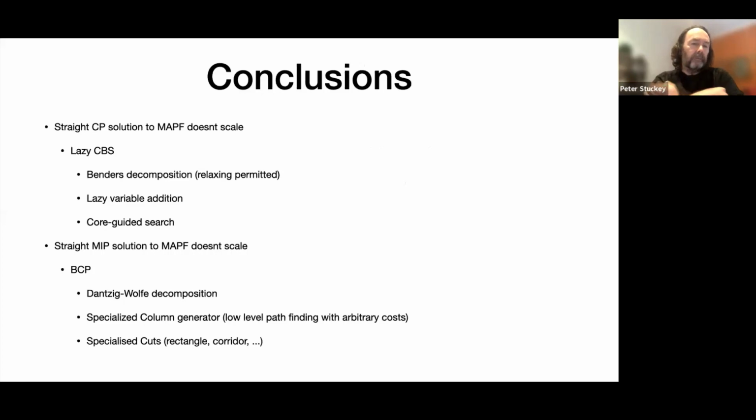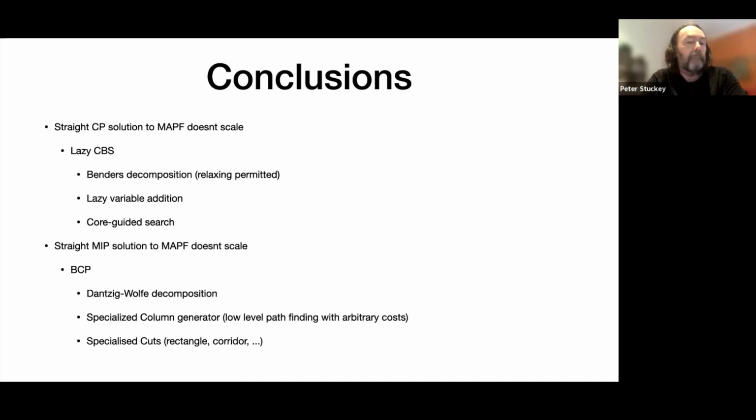So in conclusion, a straight CP solution to MAPF doesn't scale, but lazy CBS does. Essentially, it's a Bender's decomposition, right? We're using lazy variable addition, and core-guided search allows us to very quickly move towards optimal. It's just like CBS, it only finds the optimal solution, doesn't find any solution before that. But because of core-guided search and nogood, it avoids doing a lot of repeated work.